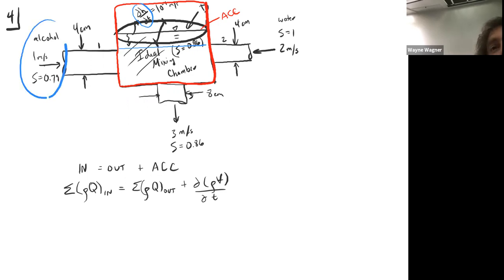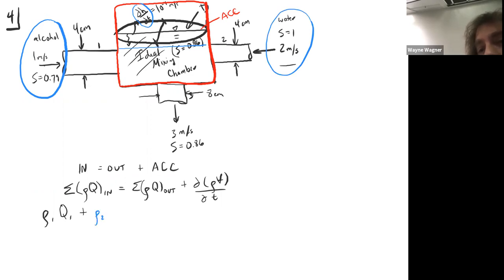So let's start with this in. That's going to be rho 1 times Q1. That's going in, plus, and then we have to do this one, which is going to be rho 2, Q2. That's in. Now what's going out? Well, that's rho 3. Oh yeah, this is a 3. There's a 3 here.